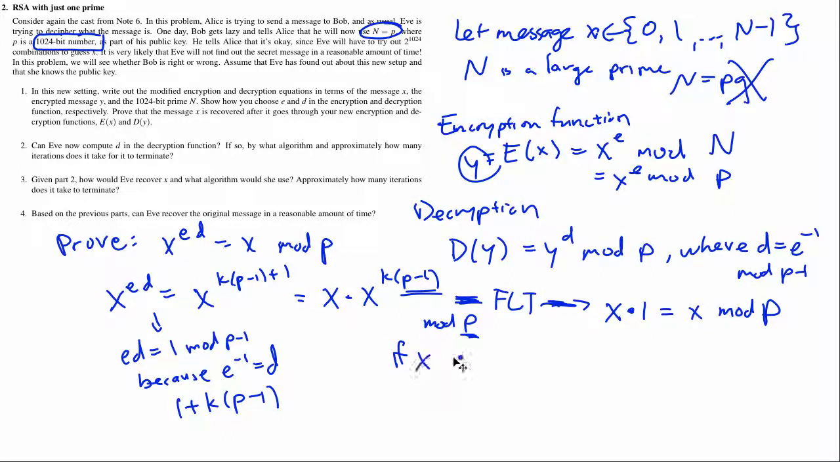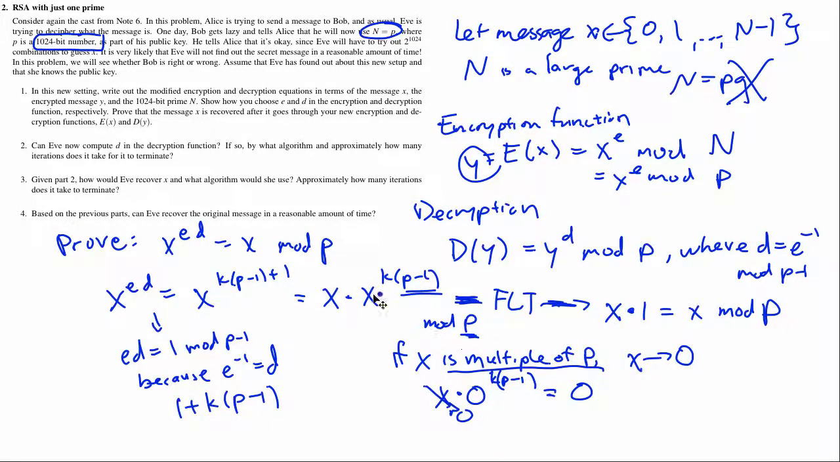Now, if x is a multiple of p, then x just goes to 0, right? So you have x times 0. This x also goes to 0. And this is just basically 0. This is just a separate case you need to do because you need this x to be relatively prime to p. So that's why you have a separate case for this. And otherwise, we can just say if x is not a multiple of p. And great, that completes the proof.